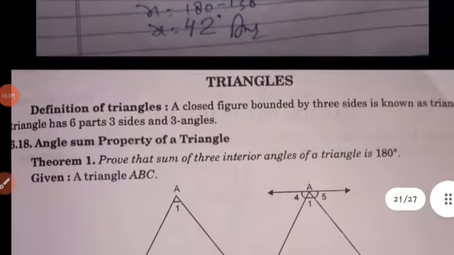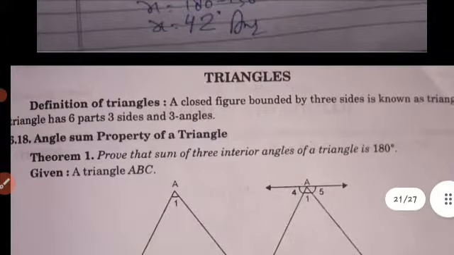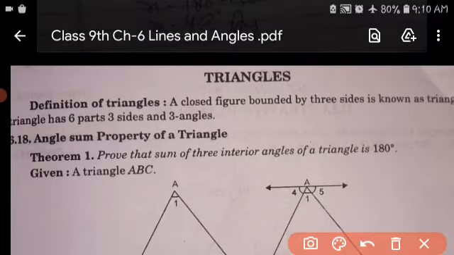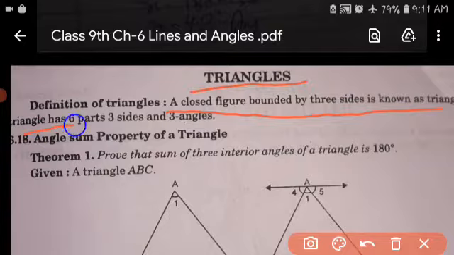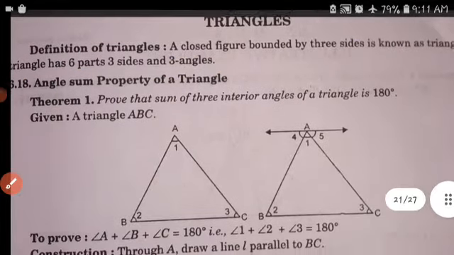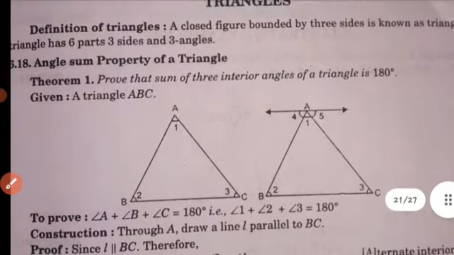Now, triangle. Definition of triangle: a closed figure bounded by three sides is known as a triangle. A triangle has 6 parts: 3 sides and 3 angles. And the sum of all angles in a triangle is 180 degrees.